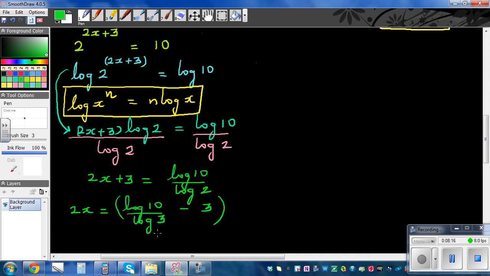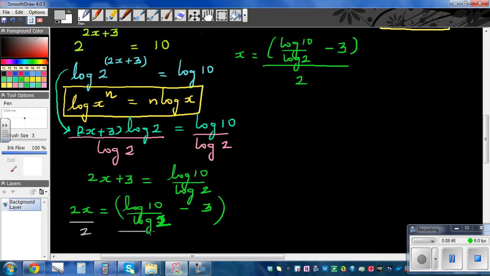And now dividing this whole thing by 2, I'll do the working here. So x is, let me write this in the bracket, log 10 divided by log 2, sorry, not log 3, log 10 divided by log 2, take away 3, divided by 2. What I've done is basically divided both sides by 2. If you divide this side by 2, you also divide this side by 2, and this 2 and 2 get cancelled, and this is the answer.